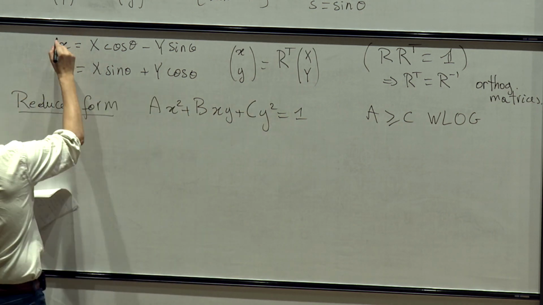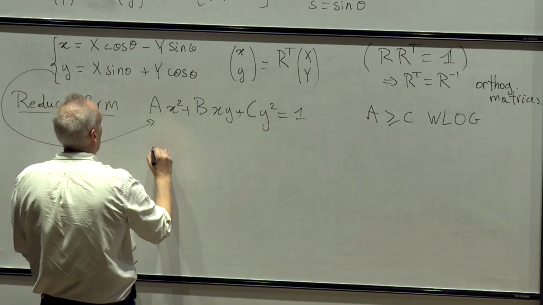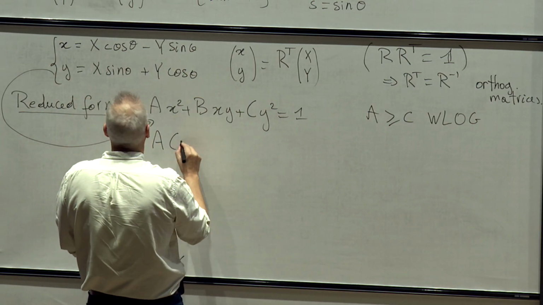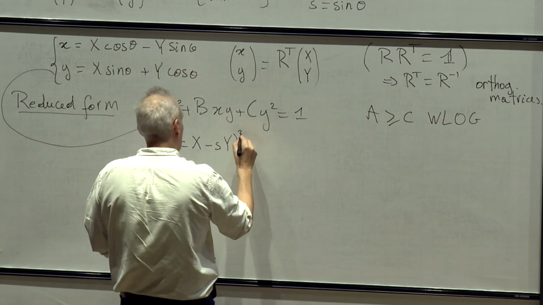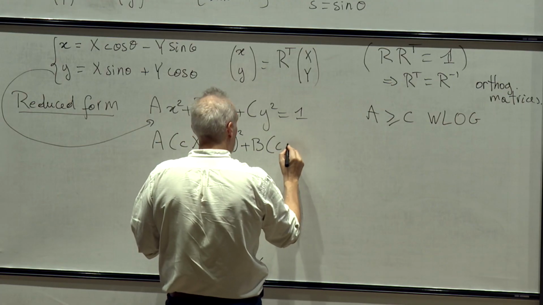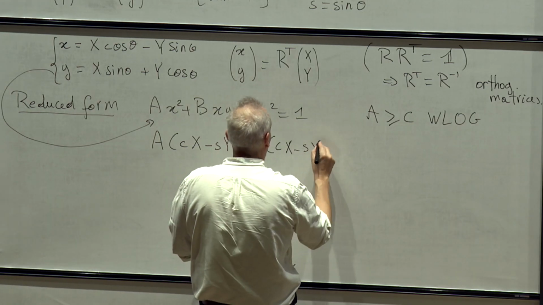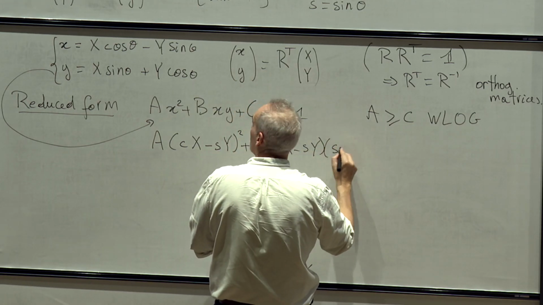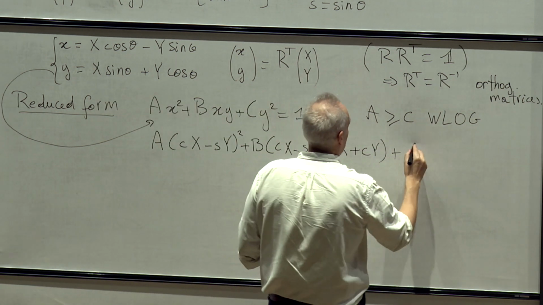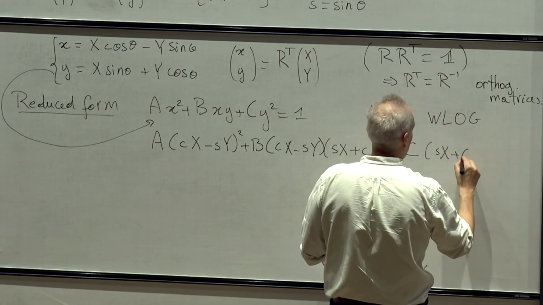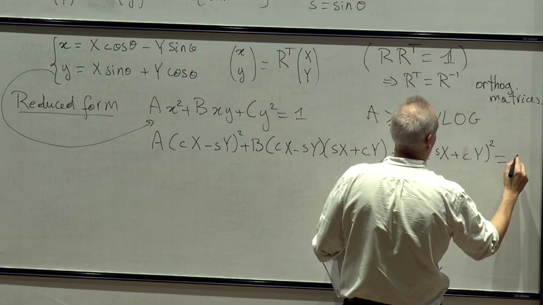Okay, so now I'm going to substitute this in here. So what do I have? I have a times (cx minus sy) squared, plus b times (cx minus sy) times (sx plus cy), plus c times (sx plus cy) squared, equals 1.